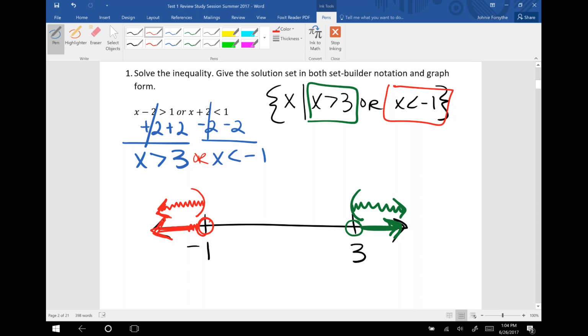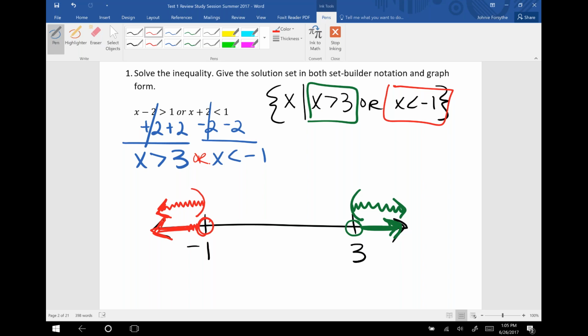Now, this is an or inequality, which means we don't need for them to intersect. So the solution would be the green one or the red one, either or. So we can keep this as our solution. If this same problem said and, this would actually be no solution, because and requires that they have to overlap, that they have something in common.